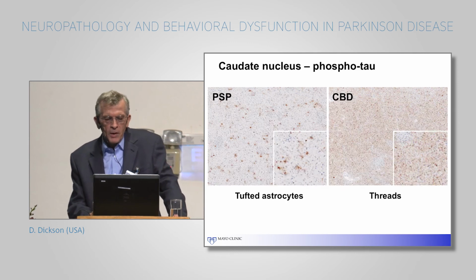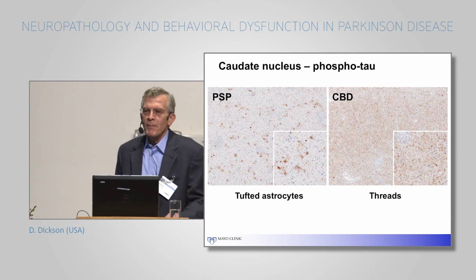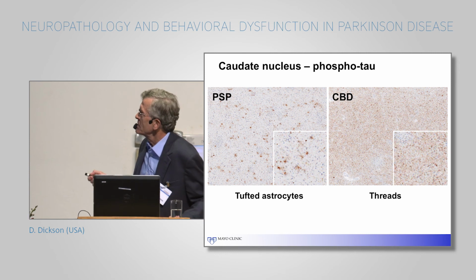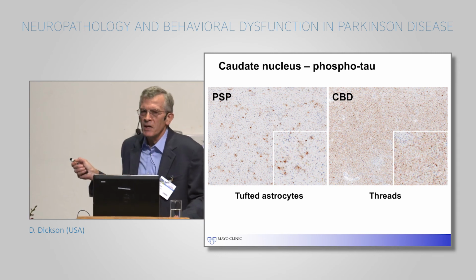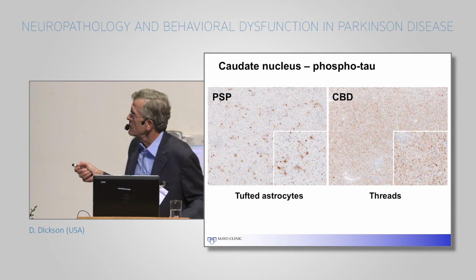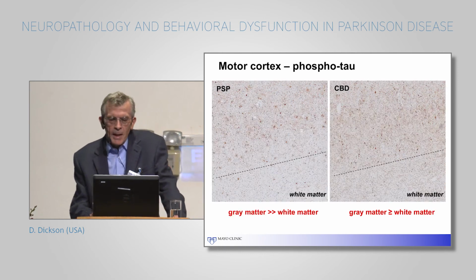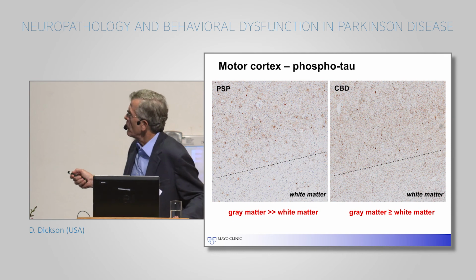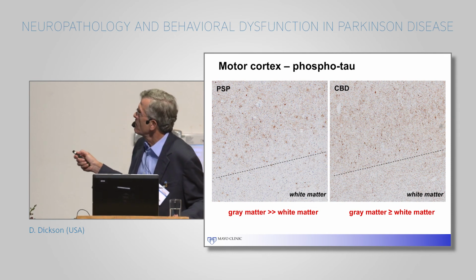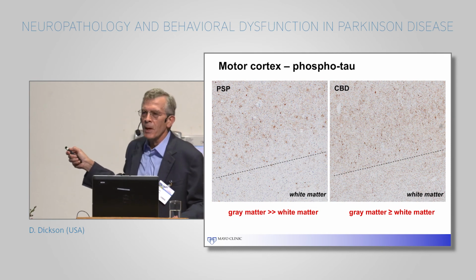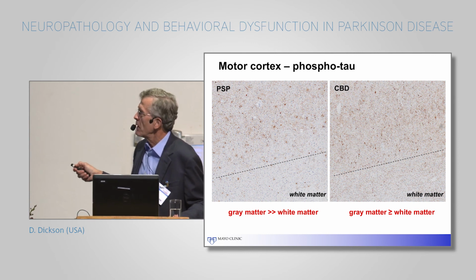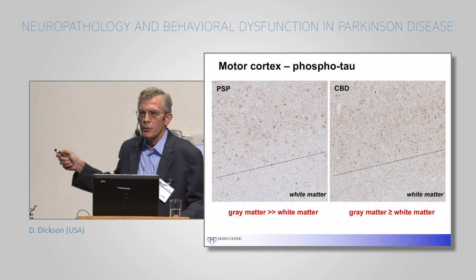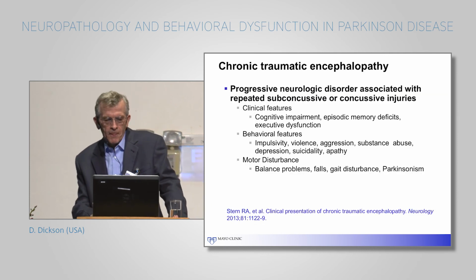This is a 4R tauopathy that has overlapping features with PSP, but it's distinct. There's far more thread pathology. This is tau accumulating in neuronal processes in CBD compared to PSP. And there's more white matter involvement. If you look at a cortical area, such as the motor cortex, there's almost equal abundance of abnormal tau accumulating in the cortex as the white matter, whereas in PSP, it's predominantly the gray matter.